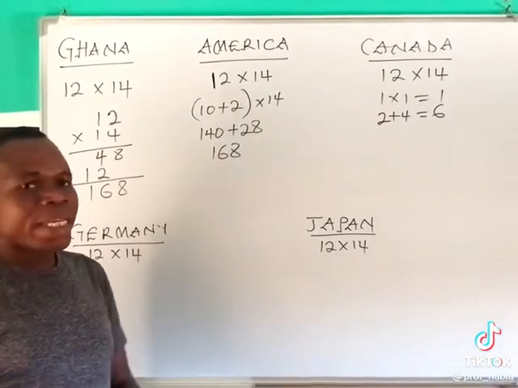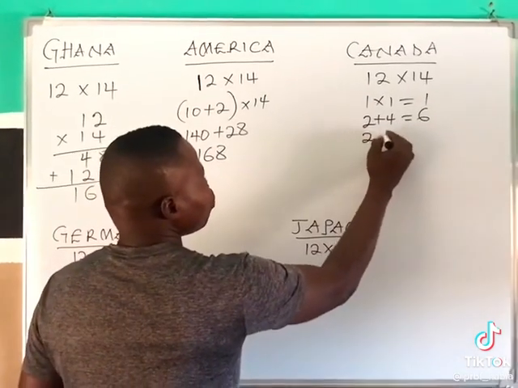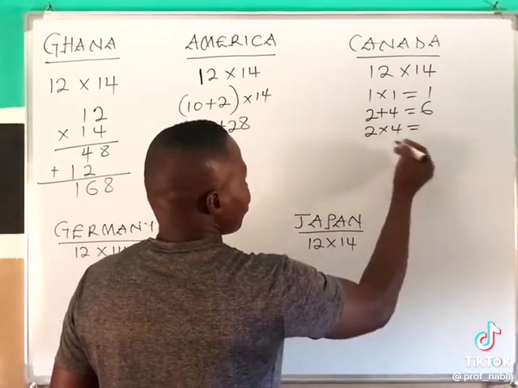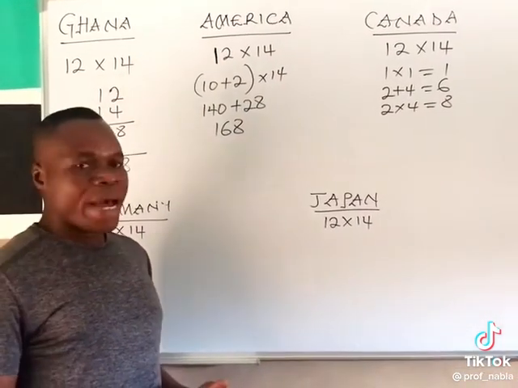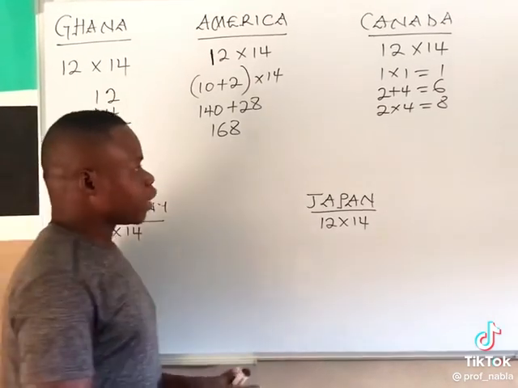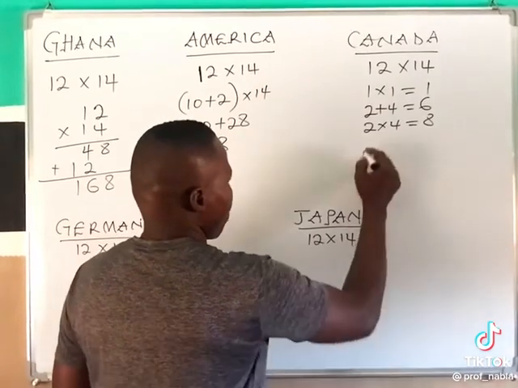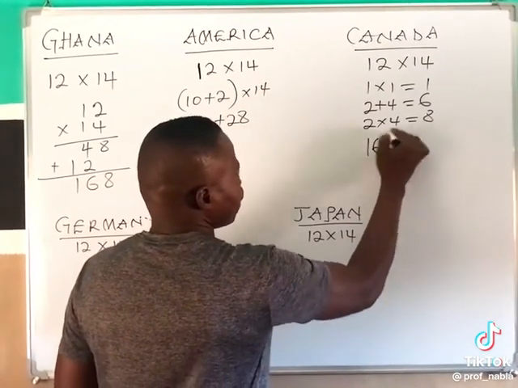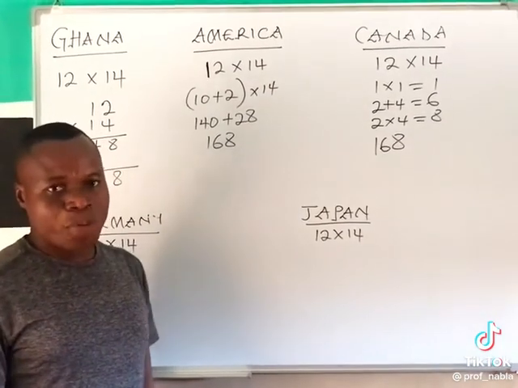Then the student will take the last digits again and multiply them together. That means 2 times 4, because the last digits are 2 and 4. And that will give me 8. Then the student will write his or her answer this way. That is 168, starting from the top to down. That is 168. So this is how a Canadian will solve this particular problem.